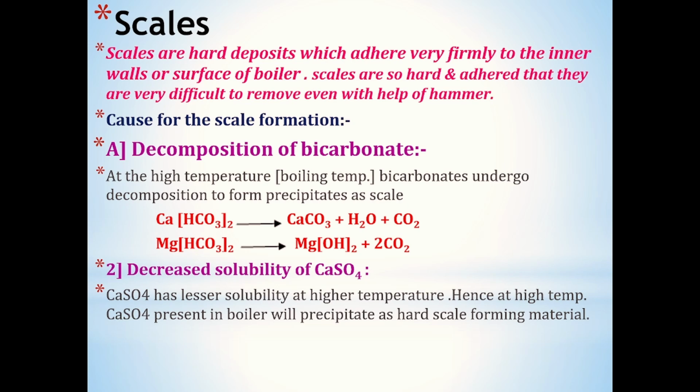Second, decrease in the solubility of calcium sulfate. Calcium sulfate has a lesser solubility at high temperature. Hence, at high temperature, CaSO4 present in the boiler will precipitate as hard scale forming material.